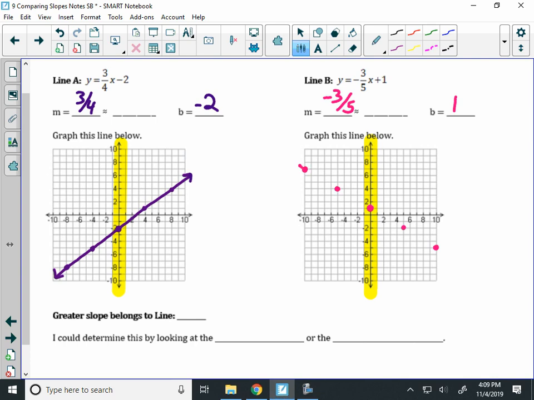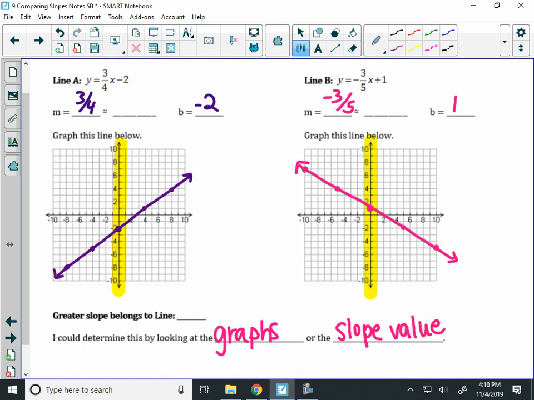And this slope is negative, so I go down that way. Now when I look at those pictures, it is kind of hard to tell by looking at the graphs, okay? So you can determine which slope is greater by looking at the graphs, but that's kind of hard to tell. They look pretty close. Or by the slope value.